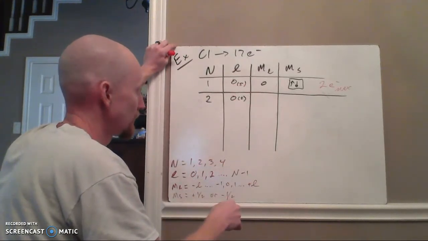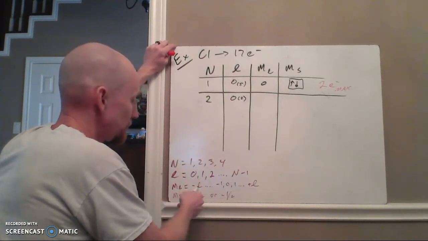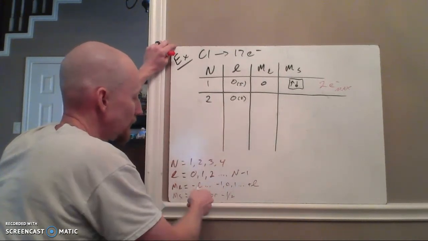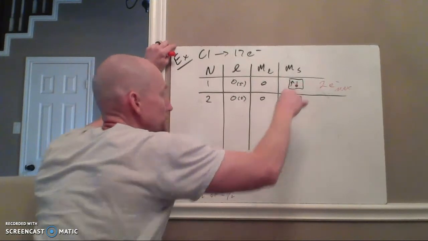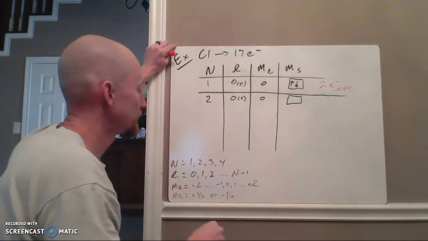All right. And then m sub L is from negative L to L, so if our L is 0, then that's negative 0 to positive 0, that's just 0, and there's another room I can fill electrons in.